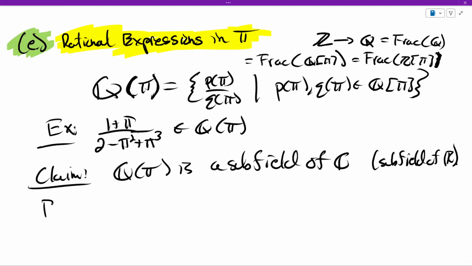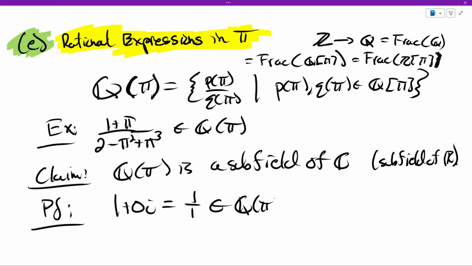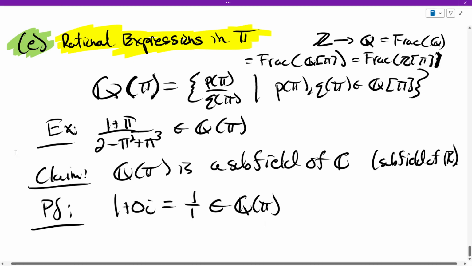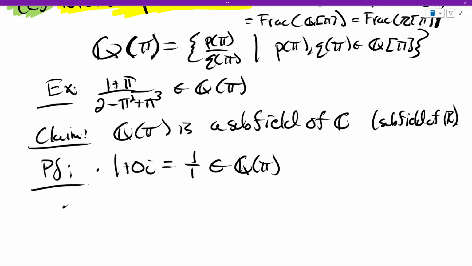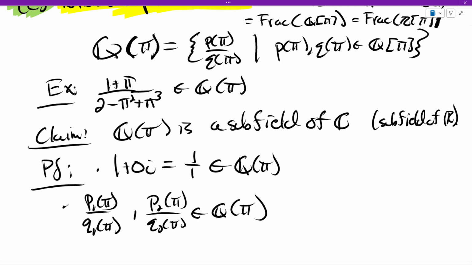All right, proof. Well, 1 plus 0i is sort of like 1 over 1, and that's certainly here. We're of course applying the subfield test. So when you write your homework problems, say more than I'm saying. All right, now we need to check closed under subtraction. So let's take some p1 of pi over q1 of pi. That's one element. And some other polynomial in pi over some other polynomial in pi is another element. And we need to look at their difference.